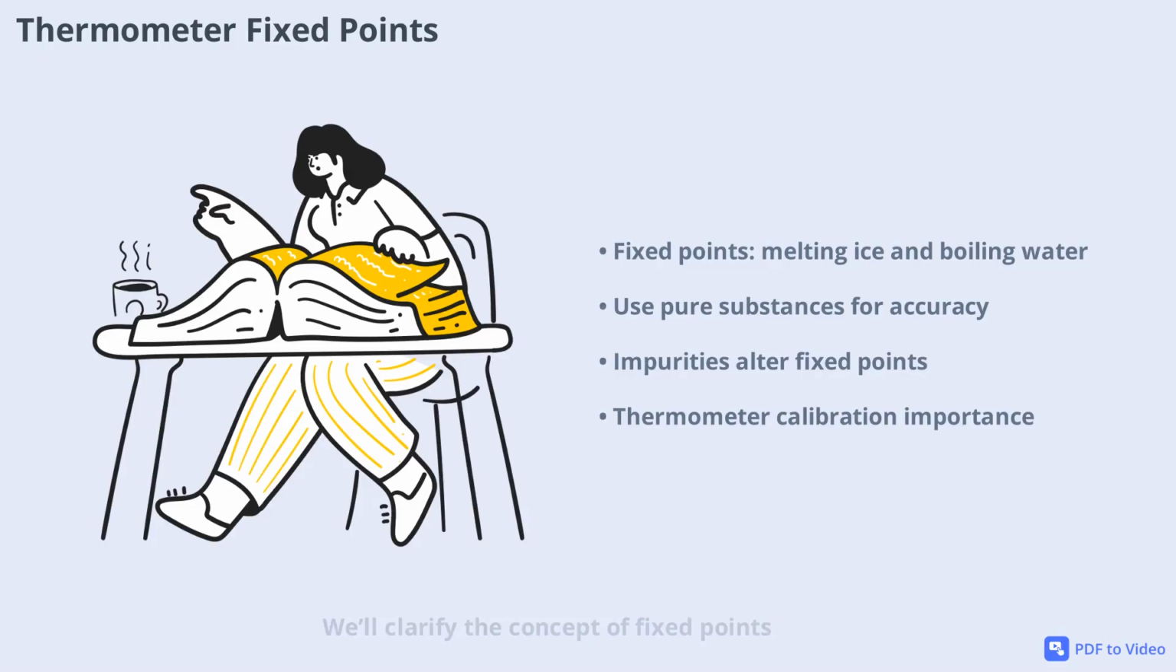We'll clarify the concept of fixed points, why pure substances are used, and how impurities affect boiling and melting points. This is a foundational concept for understanding temperature measurement accuracy.